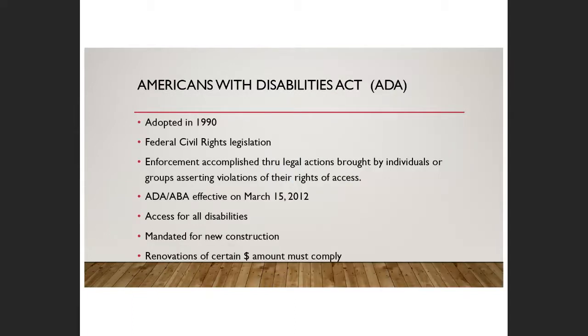Some additional codes that might apply. This one, the ADA or the Americans with Disabilities Act, isn't really a building code.